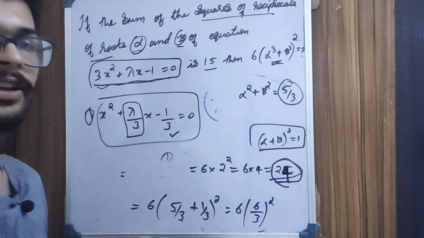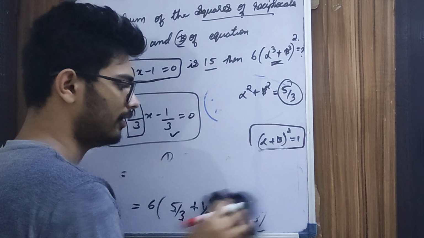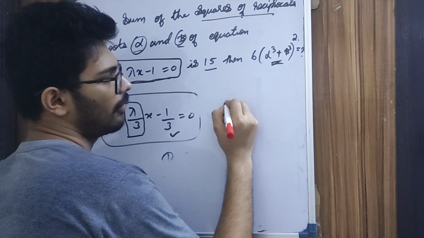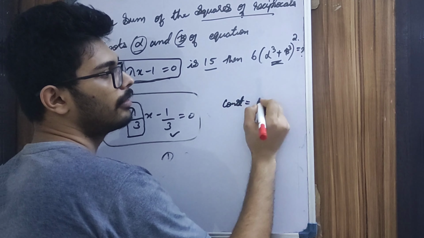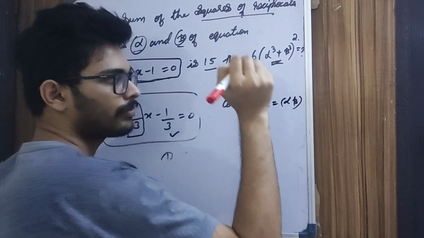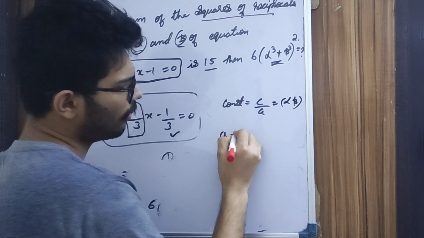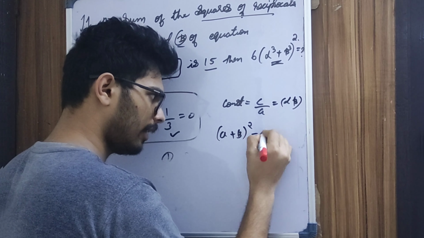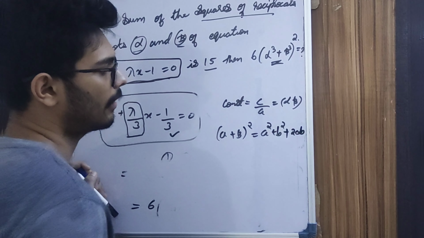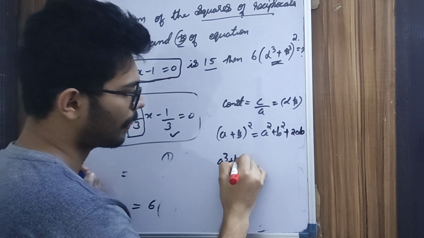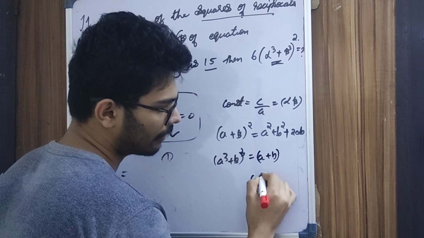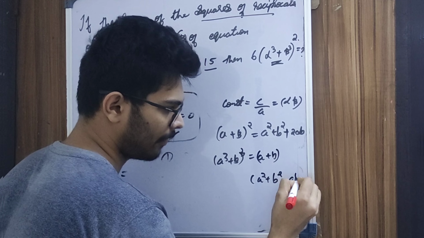So this question is a very simple question. And what are the equations we have used? We have used constant term will be equal to c by a, which is equal to product of roots, and a plus b the whole square identity, a square plus b square plus 2ab, and another equation a cube plus b cube is equal to a plus b into a square plus b square minus ab.